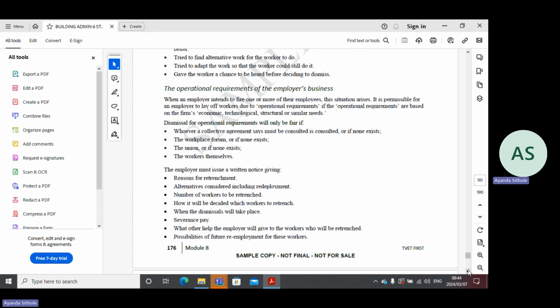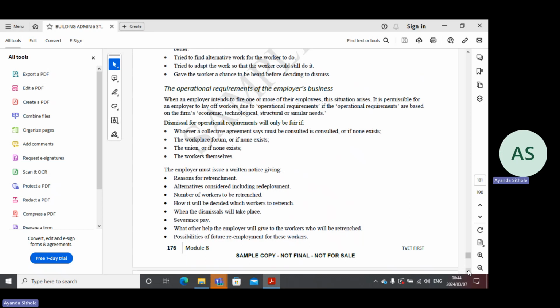Operational requirements of an employer's business. When the employer intends to fire one or more of their employees, this situation arises. It is permissible for an employer to lay off workers due to operational requirements if the operational requirements are based on the firm's economic, technological, structural, or similar needs.